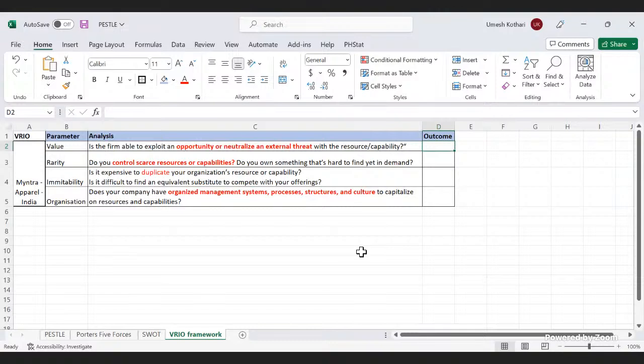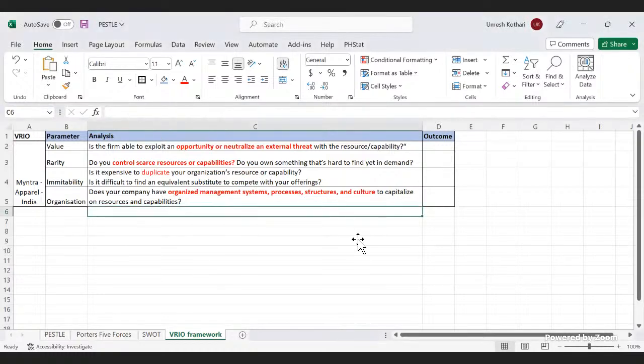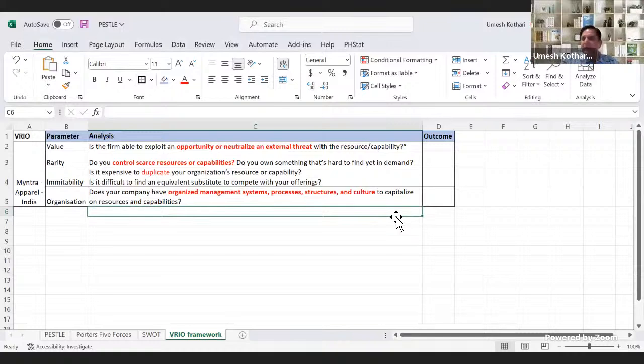So, sir, in valuable, we can show our strength, right? So in case of Myntra, we can say they are offering their products to everyone, from the men section to the kids section, and they are having all kinds of categories. So we can say this is the strength for Myntra. Yeah, but everybody is offering that. So what is so unique about it?